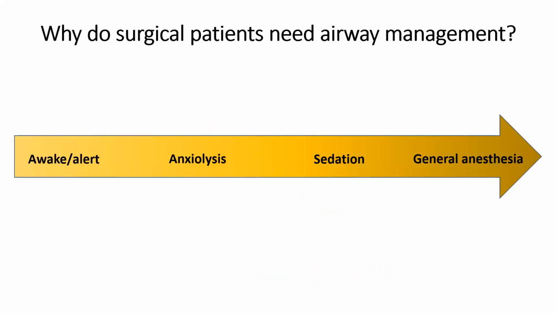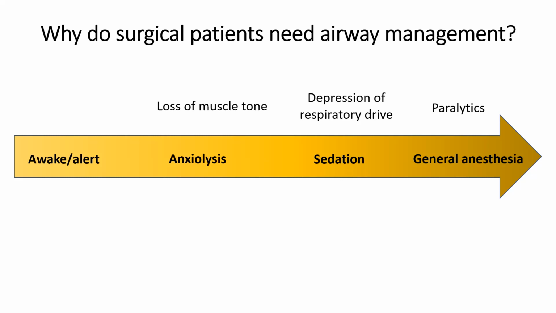So why do we have to manage the airways of our surgical patients? When our patients come in for surgical procedures, they come in awake and alert, and they progress along this continuum from awake and alert to maybe light anxiolysis, some light sedation, deeper sedation, and for most of our patients, general anesthesia. And as we progress along that, there are physiologic changes that come with inducing these levels of anesthesia. So maybe with light anxiolysis, you might just have some loss of muscle tone in the tongue and the soft tissues that surround the airway.